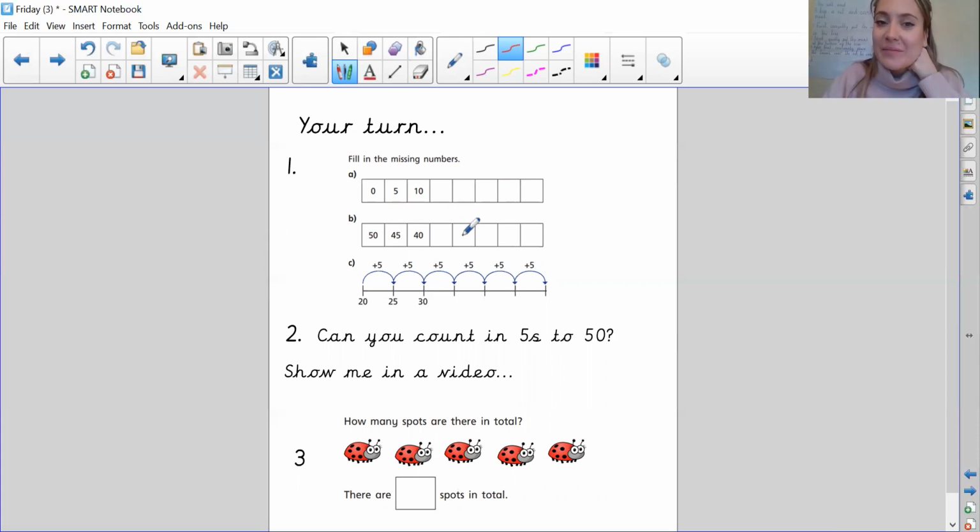So see if you can fill in the missing numbers, but you might have to go back and practice counting and using your 100 square because it is a little bit tricky. This is the first time we've done this. So don't worry if you find it tricky, keep practicing. Then here we've got 20, 25, 30. And you see we're adding 5 each time. So can you find the next numbers that go on my number line?